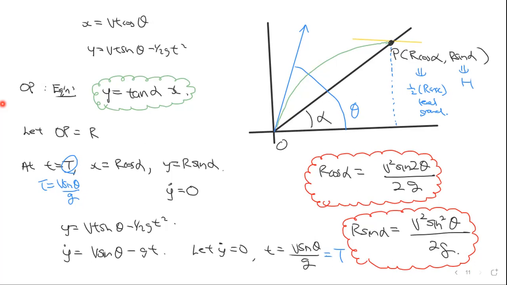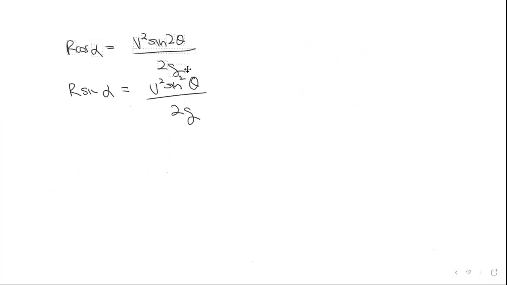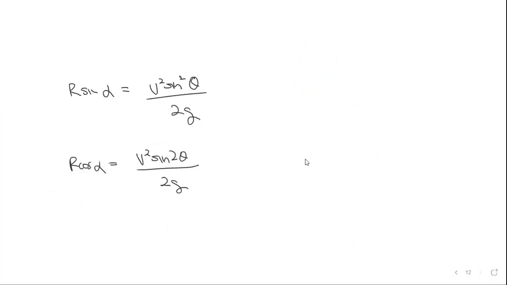So if I've got this here, then that means, okay, I'll write this on the next page. So I've got r cos alpha must equal v squared sine 2 theta over 2g, and r sine alpha equals v squared sine squared theta over 2g. If you see these two simultaneous equations, then you can actually divide one by the other.